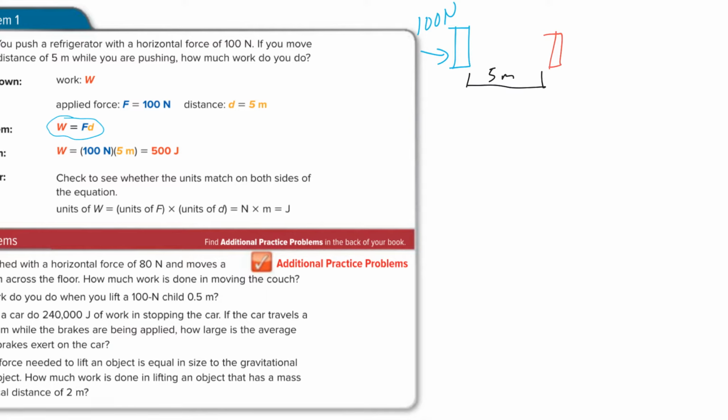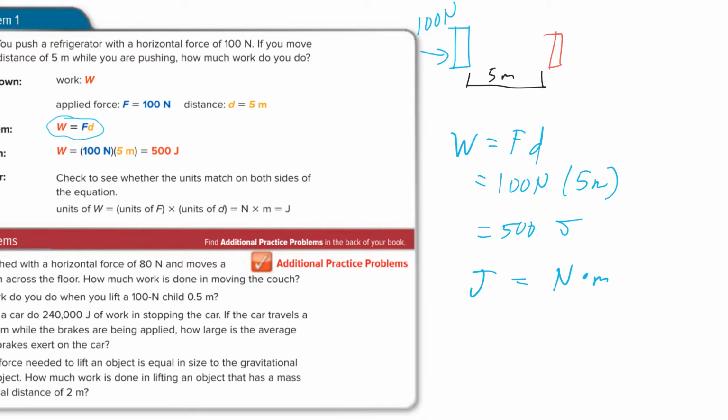So we know our force is 100 newtons. We know our distance is 5 meters. So all we really need to do is work equals force times distance. Force is 100 newtons. Distance is 5 meters. So 100 times 5 is 500 joules. And the unit joules, a joule is equal to a newton meter. So the newtons times meters gives you joules.